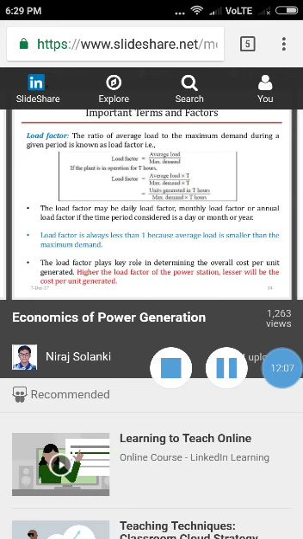The load factor may be daily load factor, monthly load factor, or annual load factor if the time period considered is a day or a month or year. Load factor is always less than 1 because average load is smaller than the maximum demand. The load factor plays a key role in determining the overall cost per unit generated. The higher the load factor of the power station, the lesser will be the cost per unit generated.